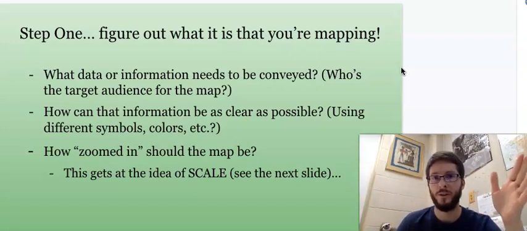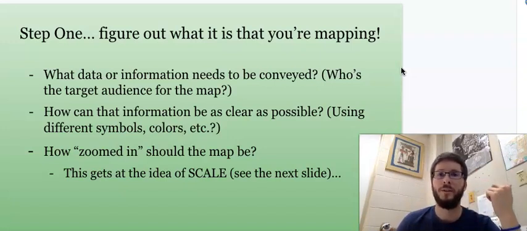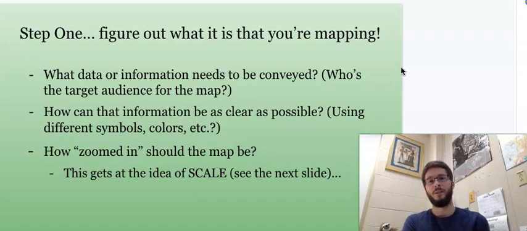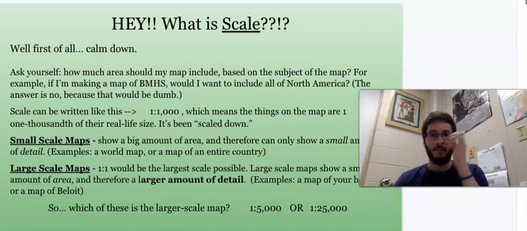Okay, who are you trying to target with your map? Once you've figured out what you're trying to convey, you have to figure out in what way you're going to do it, right? You have to figure out the neatest, simplest way to get the information across. And then you also have to decide how zoomed in or zoomed out that information is going to be. So that idea is getting at what's called scale. Okay, so scale is basically how zoomed in something is going to be, right?